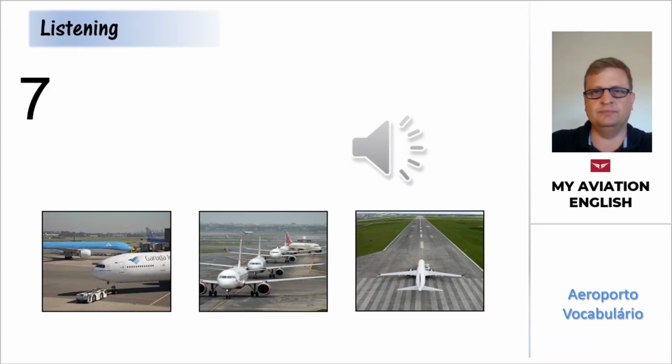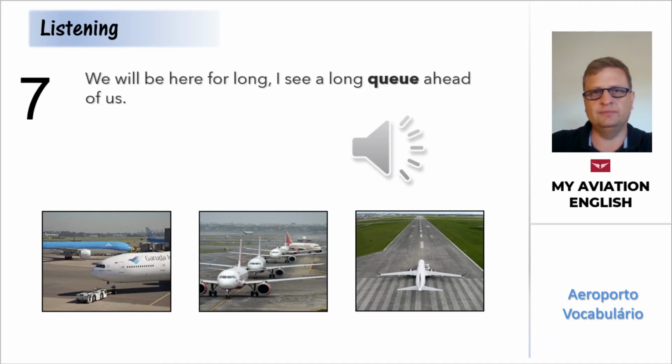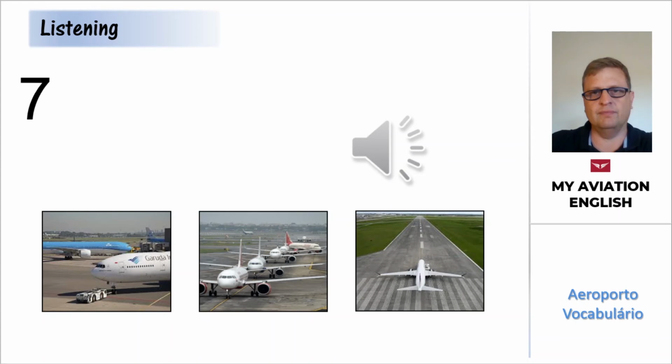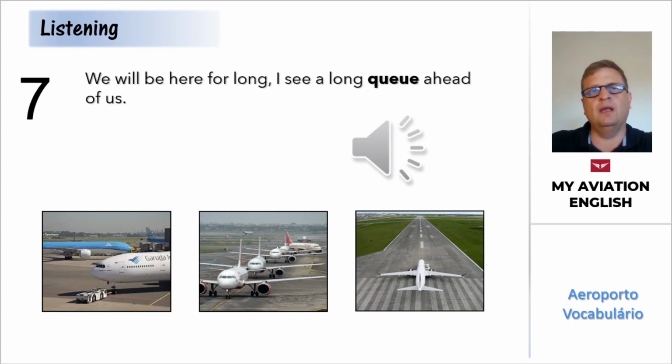Listening number 7. We will be here for long. I see a long queue ahead of us. Já descobriu se é o primeiro, segundo ou terceiro quadrinho? We will be here for long. I see a long queue ahead of us. A gente estará aqui. We will be here for long. A gente vai estar aqui muito tempo, né?